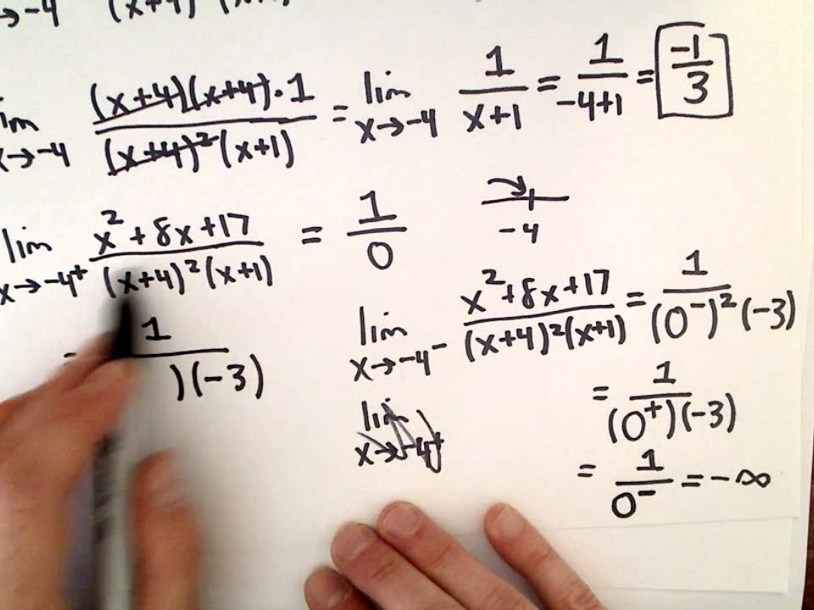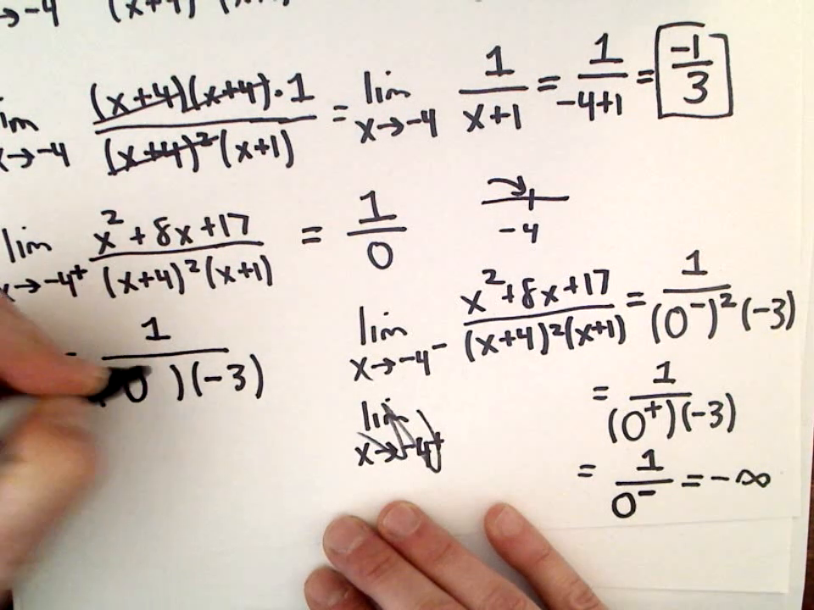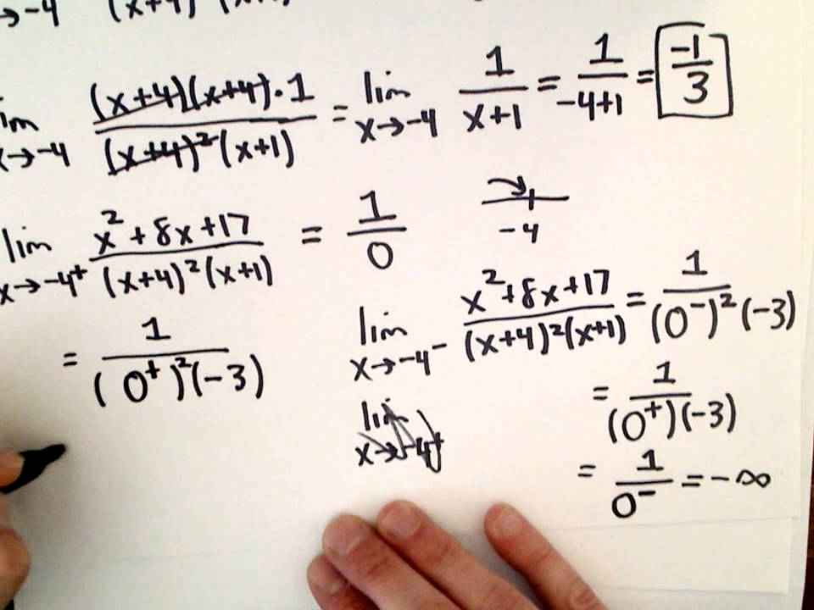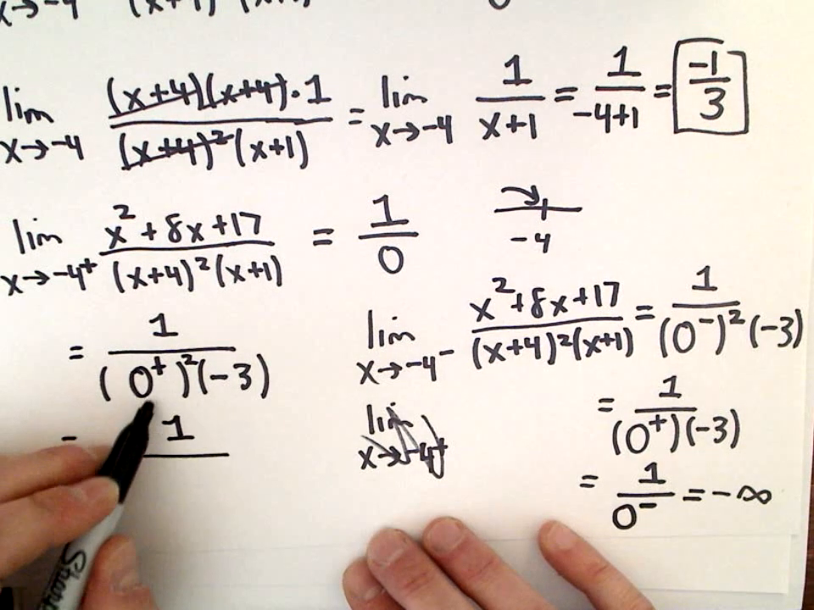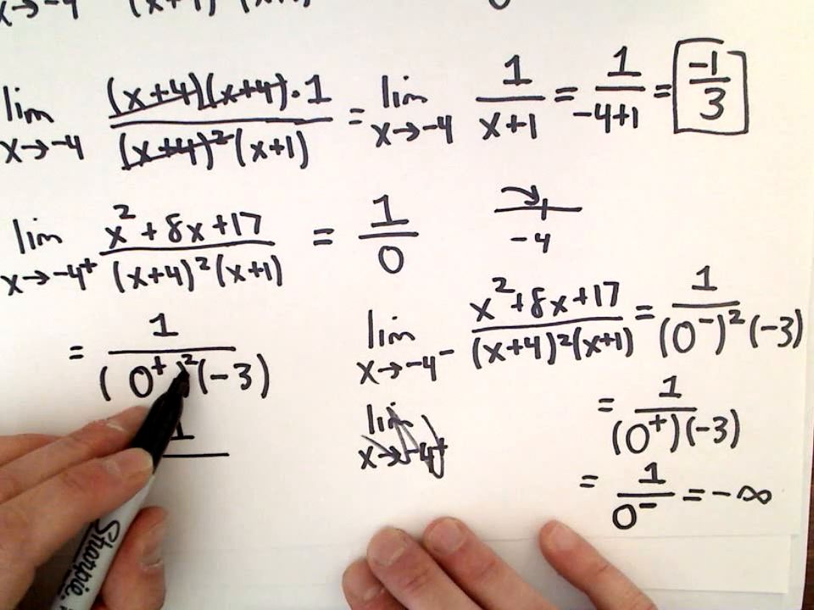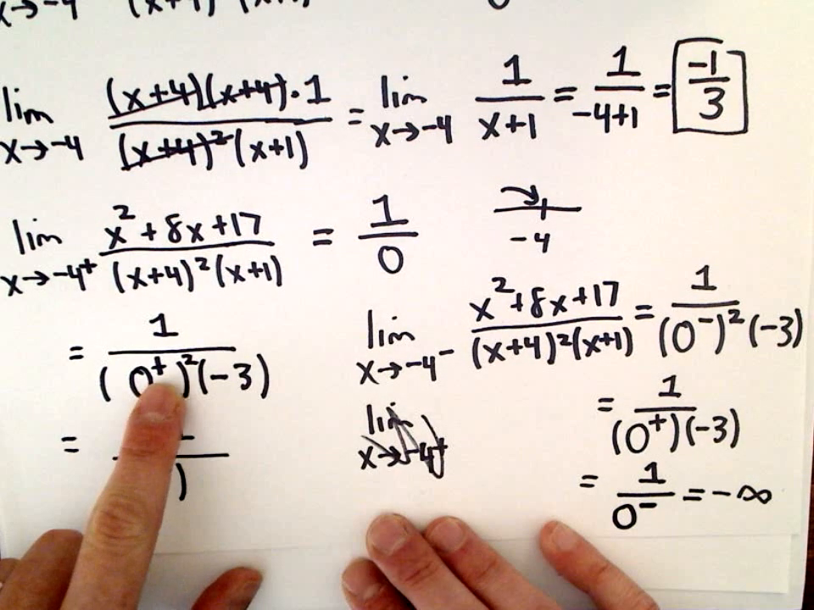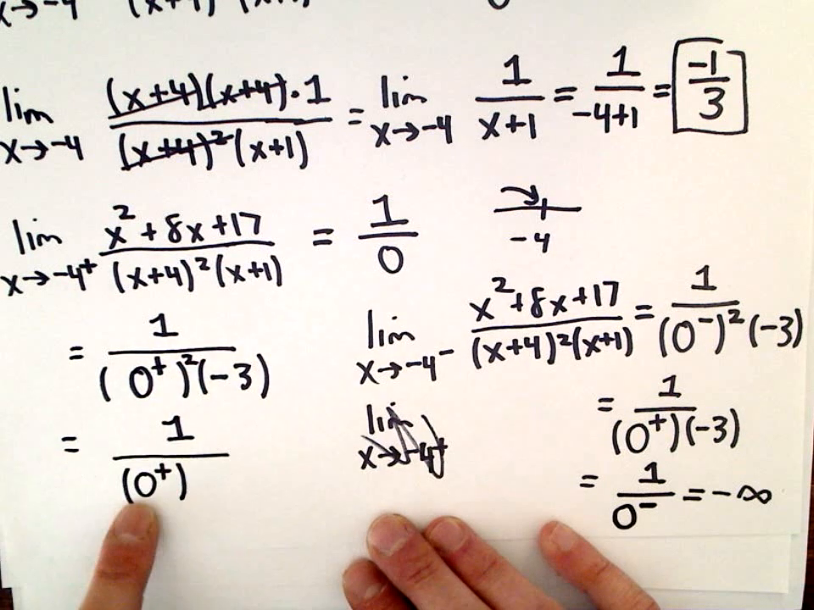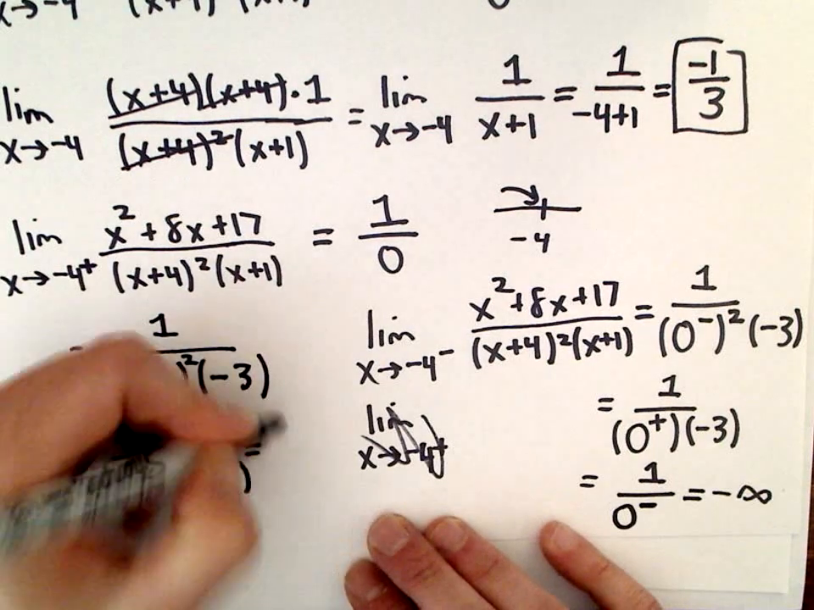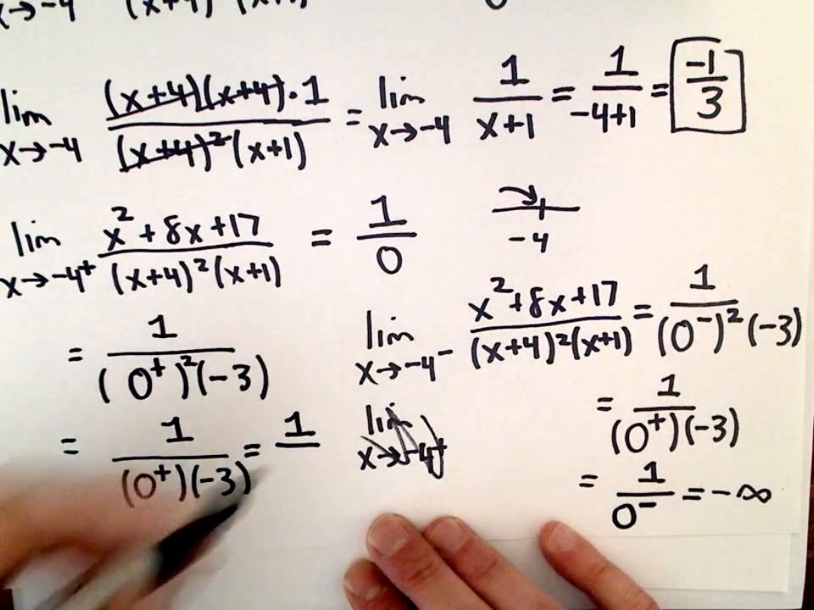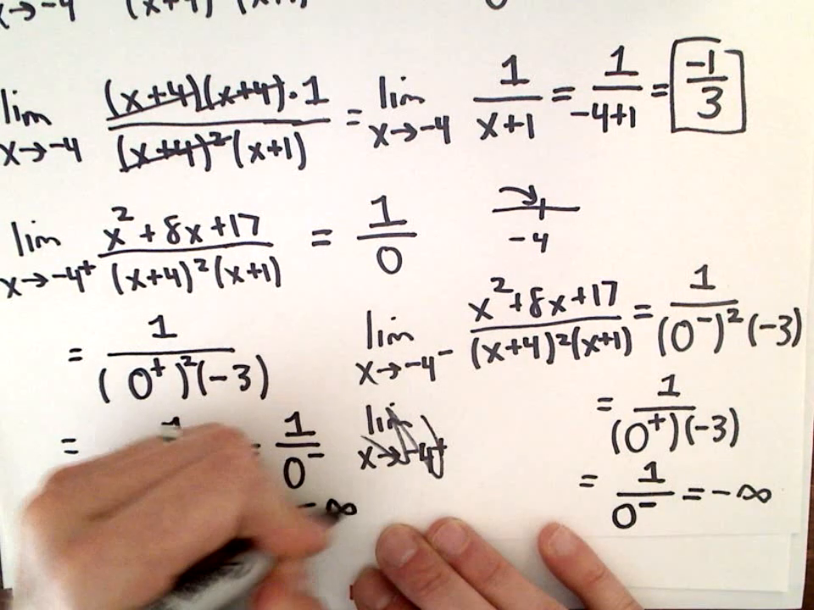Maybe like negative 3.9. If I take like negative 3.9 and plug it in there, well, it's going to be close to 0, but it's going to be positive. And again, I'm going to be squaring it. It's basically the same thing that's going to happen. If I take a positive number that's close to 0 and I square it, it's still going to be close to 0 and positive. If I multiply that by negative 3, again, I'm going to get a number that's close to 0, but now it's going to be negative. So lo and behold, again, I get negative infinity.